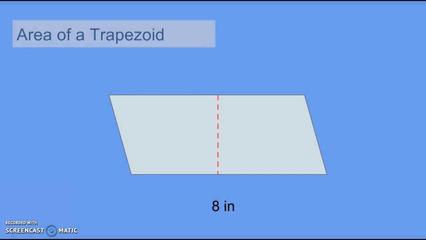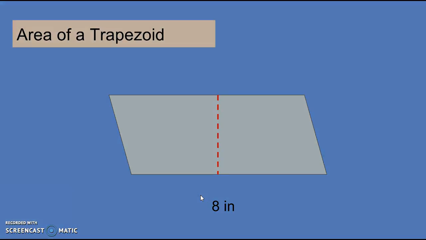Okay. Now we're going to take that parallelogram for our last shape here, which is the trapezoid. And by cutting that parallelogram in half, we are creating two trapezoids. How do we know we have a trapezoid or two trapezoids? Because they have one pair of parallel sides only. And that's the criteria for a trapezoid, one pair of parallel sides.